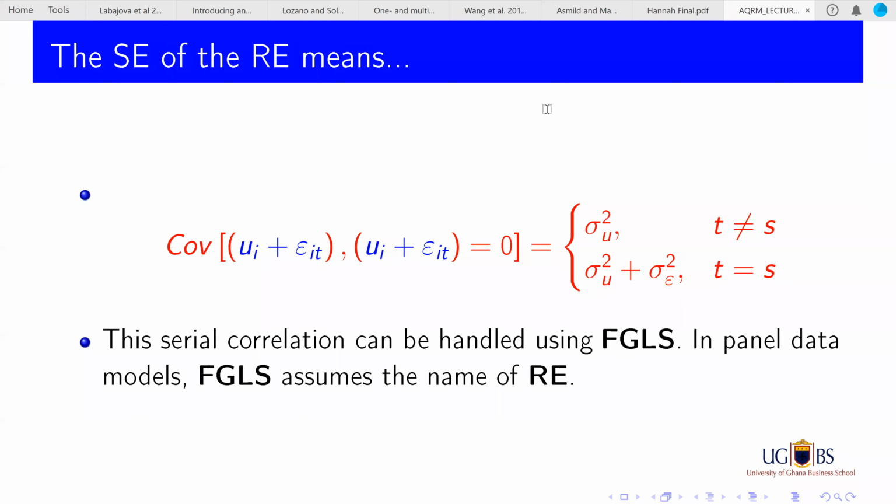Now, here's where it becomes a little bit technical, so please watch. The covariance between the unobserved factor and the error term is equal to 0, which means that there is no autocorrelation. This symbol here means that when you take the variance of the UI, the unobserved factor, and the variance of the actual error term, where T is not equal to S, which means that the times are different, then we can say that there is no autocorrelation. But this autocorrelation can be handled in FGLS. I've said that before. In a panel model, the FGLS assumes the nature of random effect.